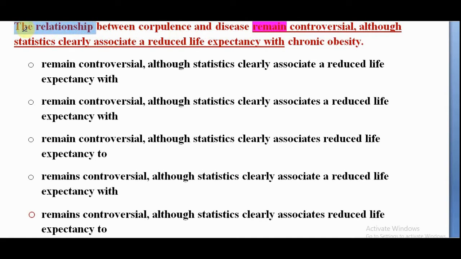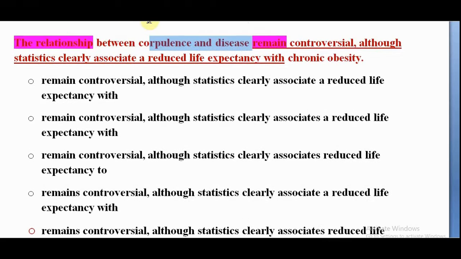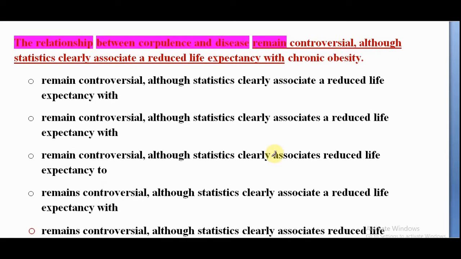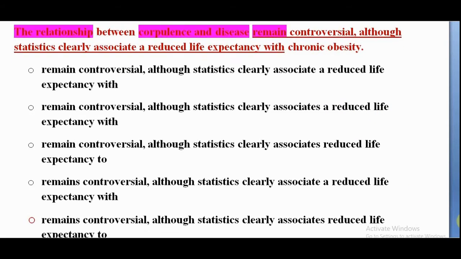Relationship. Why or how? Whenever there is a group of words before the verb, the subject will be before the first preposition. And what comes before the first preposition? Between is that preposition, and relationship comes before it. And relationship is singular, and that is why it should be remains instead of remain. So option A is out.